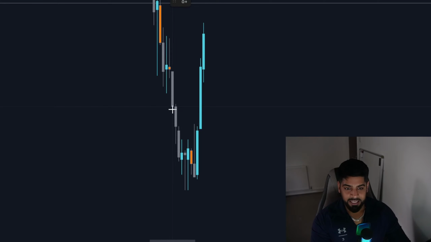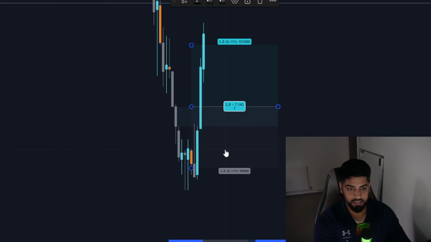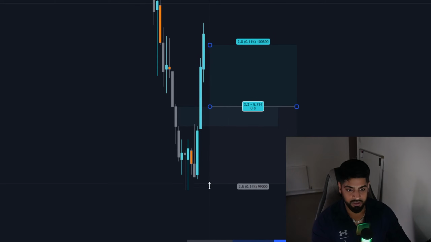So I actually had this identified like this, the fair value gap right there, and I was looking to take my entry right here. And then I had my stops just below this low for a nice 4-point stop.